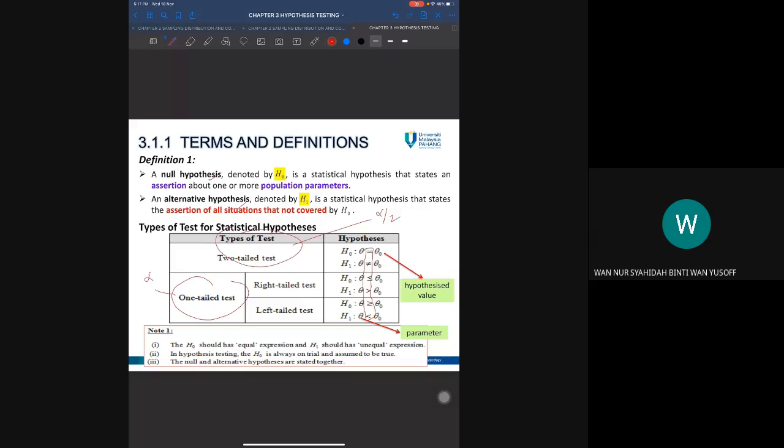So how do we decide the type of test? You can memorize, it's up to you. But for me, it is based on the sign of your H1. If you have not equal, it will be two tail. If you have greater than, it will be right tail. If you have less than, it will be left tail. I memorize based on H1, but it's up to you how you are going to memorize this.